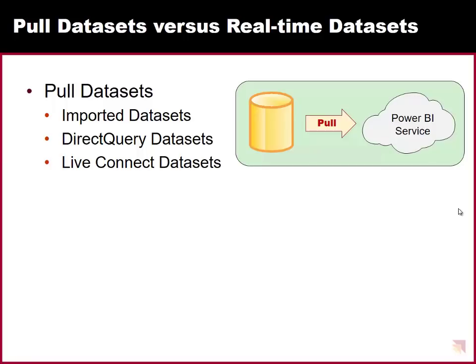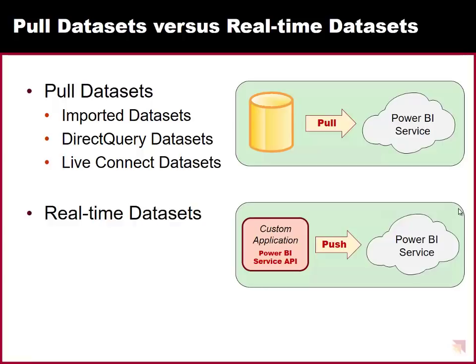But once again, it's a pull dataset. So now we're going to introduce a whole new set of dataset types, and that's real-time datasets. The big thing that distinguishes the real-time datasets from the pull datasets is that now we need some entity, probably a custom application, that's going to be pushing the rows into the Power BI service, which is inherently different than all the pull models.